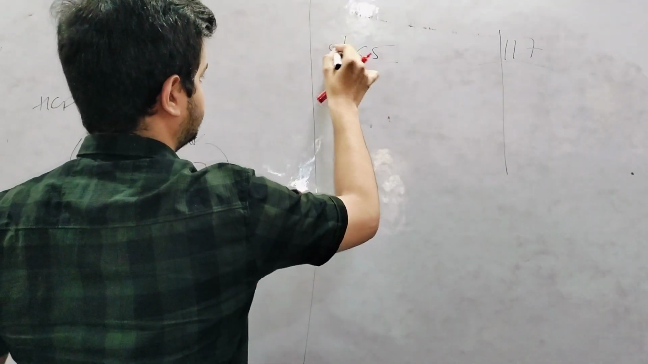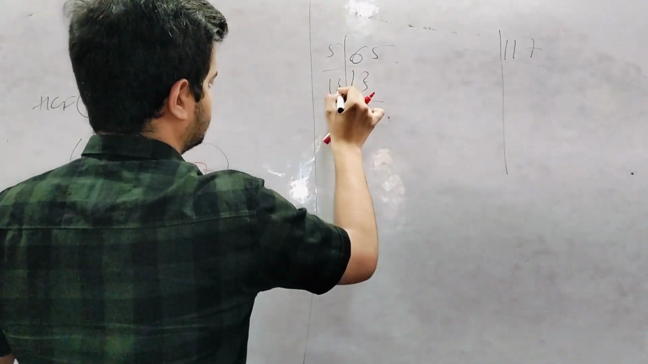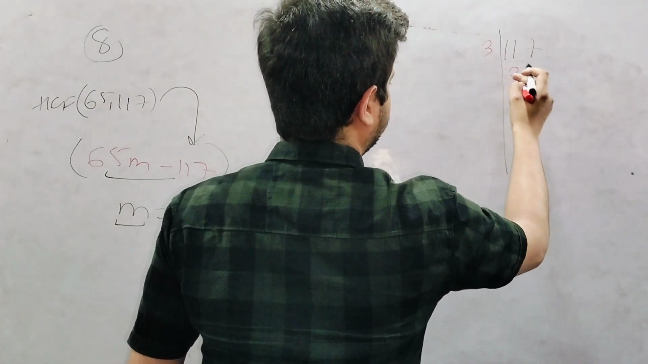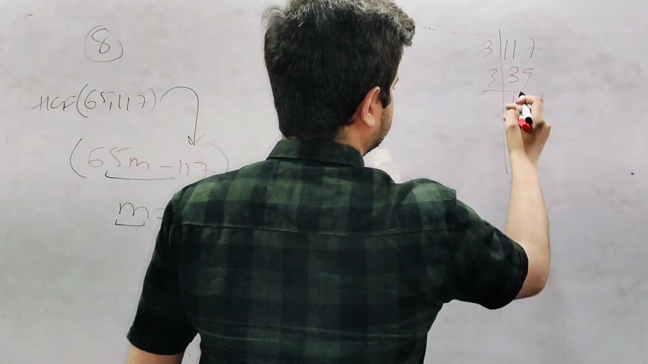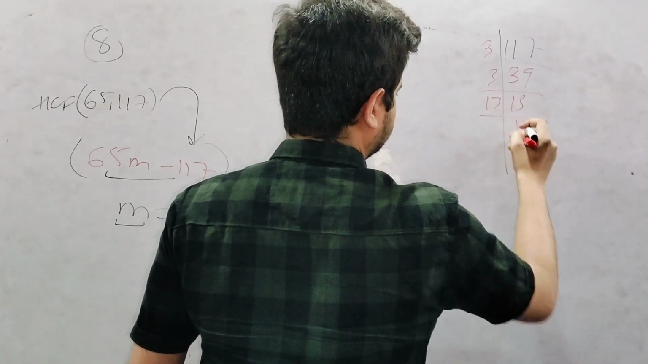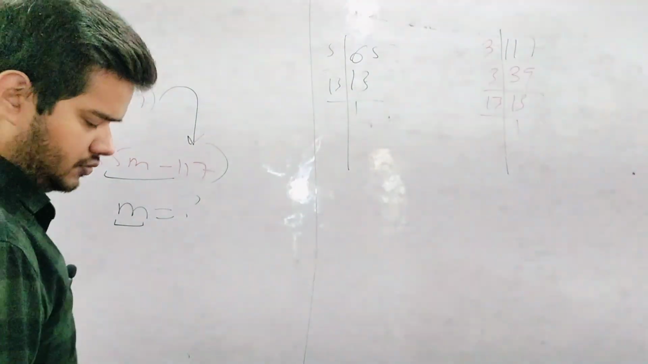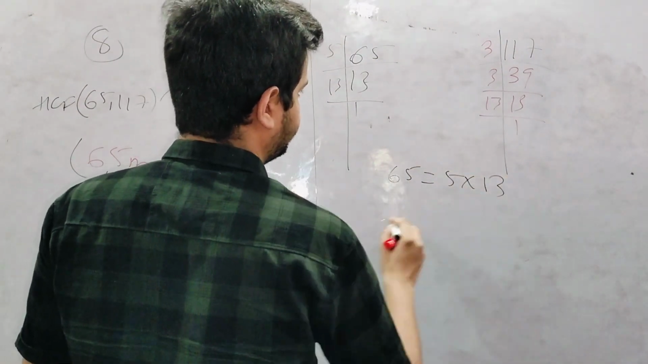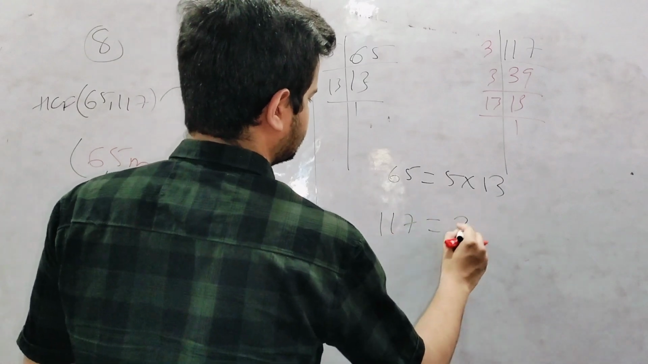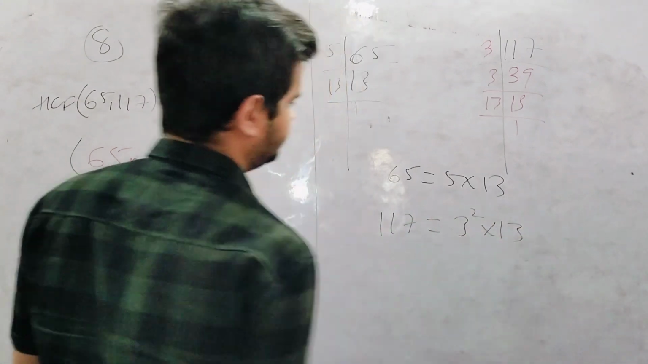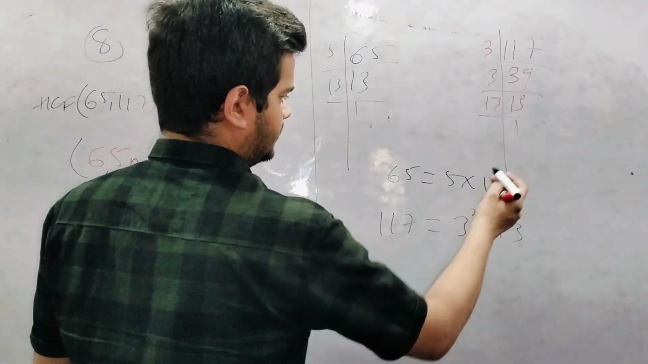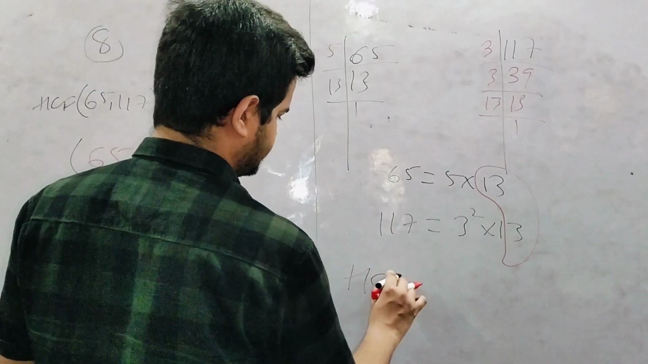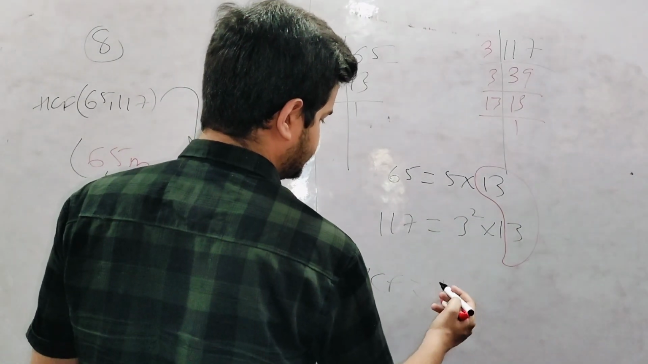So we get 5, 13, 13, 3, 39. Okay, so 65 is 5 into 13, and 117 is 3 square into 13. What is HCF? The product of the lowest exponent. So the HCF is 13.